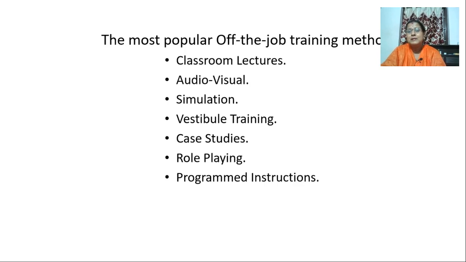The off-the-job method is classroom lectures, wherein people give lectures and tell you. There is no chance of experimenting immediately. You just learn it here and then you have to do it in your job. Then audio-visual material will be played so that you understand how to do the job. Simulation: a similar situation is recreated so that you understand how to do the job. Vestibular training gives you a sort of imaginary situation so that you will learn the job.